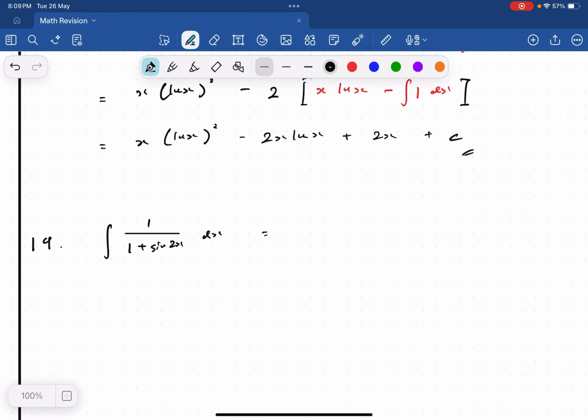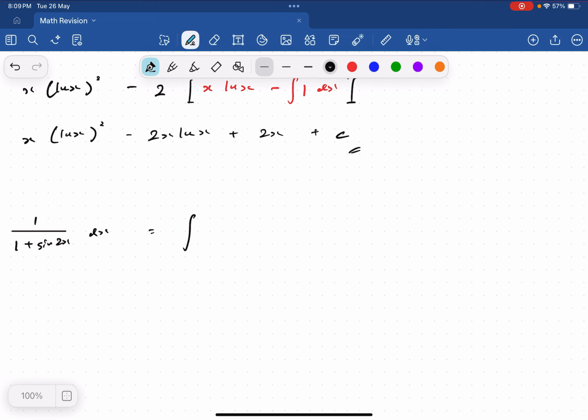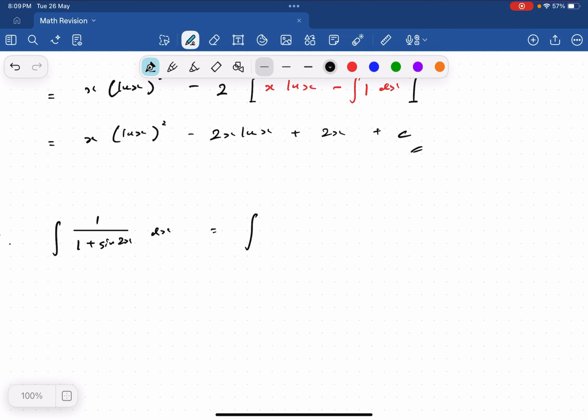You thought of it yet? Basically, by our double angle formulae, I can express 1 as sine squared x plus cos squared x, right? Now, it may seem counterintuitive to you to have to express 1 as something else, but you will appreciate why I need to do this later.